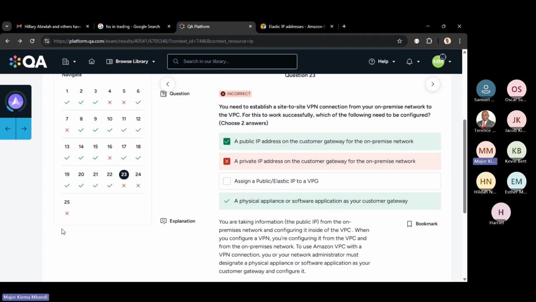This one you got it wrong, so who's reading? Yeah, let me read this.